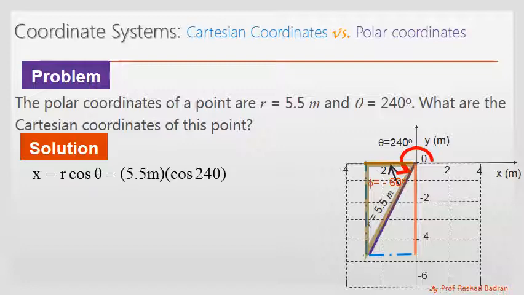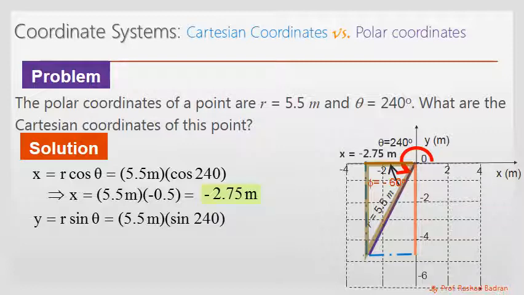To find the x coordinate, r cosine theta, where r and theta are substituted as 5.5 meters and 240 degrees respectively. Here theta, 240 degrees, substituted in the cosine, is equivalent to minus 60 degrees. It can also be substituted for the cosine, and both give the same answer for x, which is minus 2.75 meters.